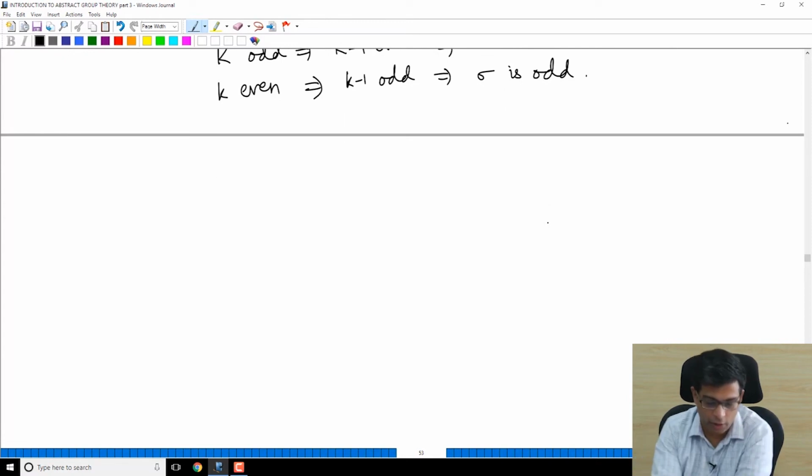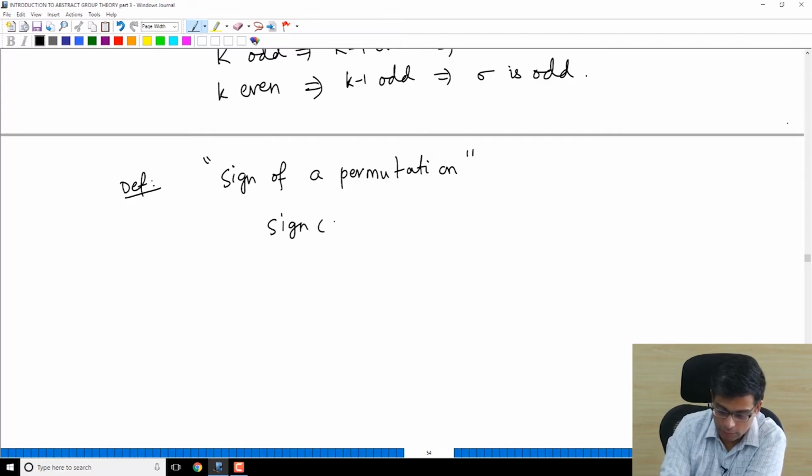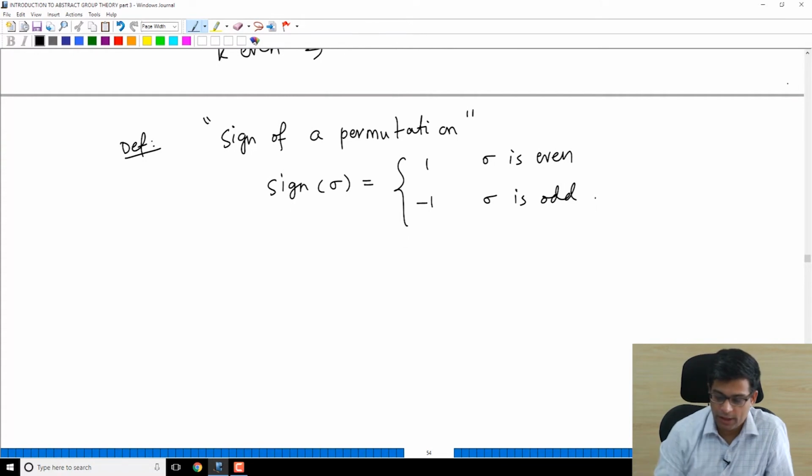So we can now define, since sometimes it's useful to talk of the sign of a permutation, the sign of sigma, which is either 1 if sigma is even, or minus 1 if sigma is odd. Okay, so this is the sign of sigma. So sign is just 1 if it's even, minus 1 if it is odd.